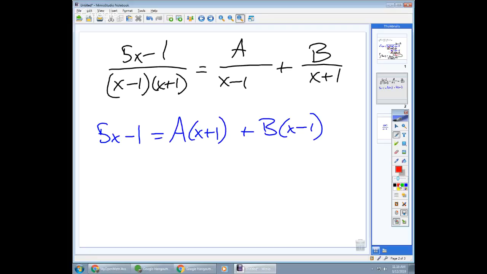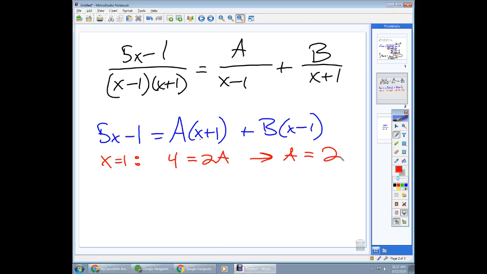Find convenient values of x, right? I like to plug in 0, but that's not as convenient as, say, 1 and negative 1. So I'm going to go for x equals 1 first. I plug in a 1 for x, that gives me 5 minus 1 is 4. On the other side, I get 2a, and b has volunteered itself to go away. And so a must be 2.